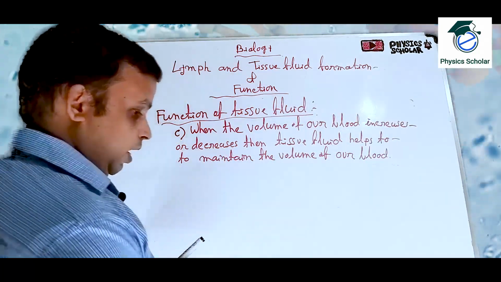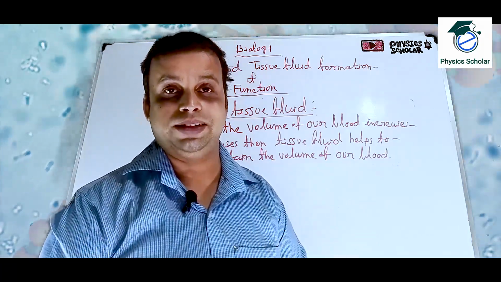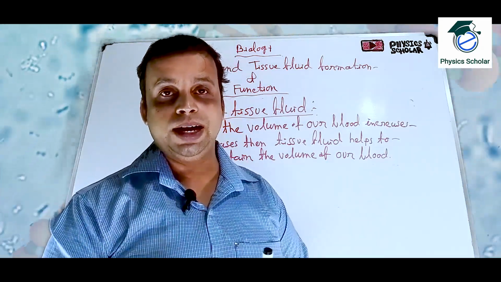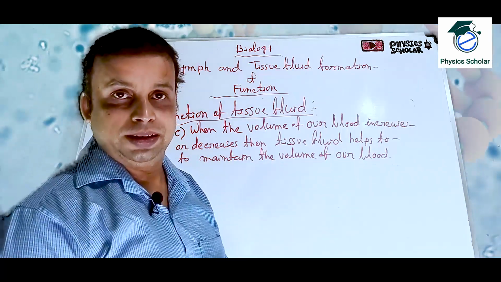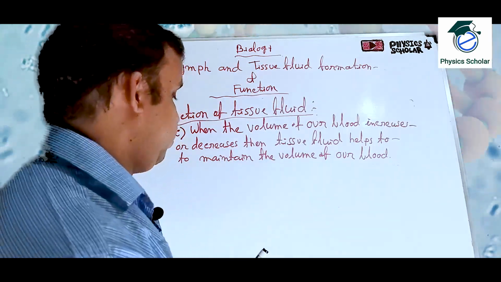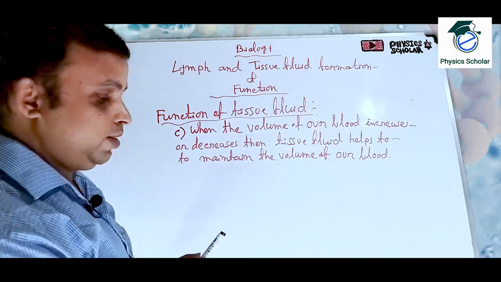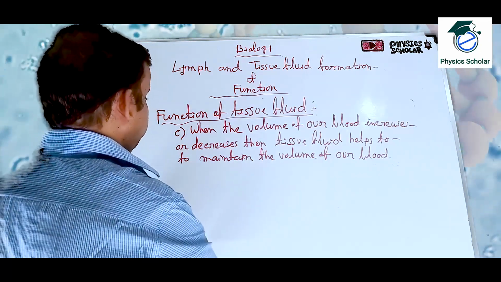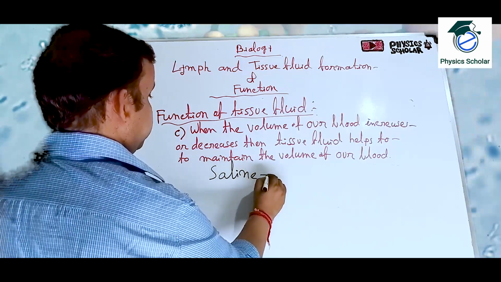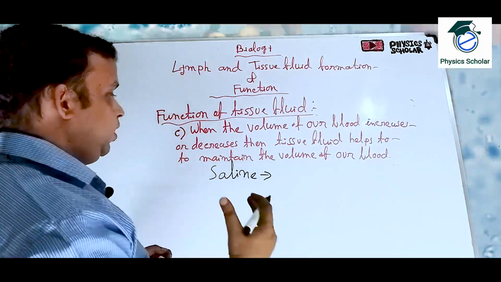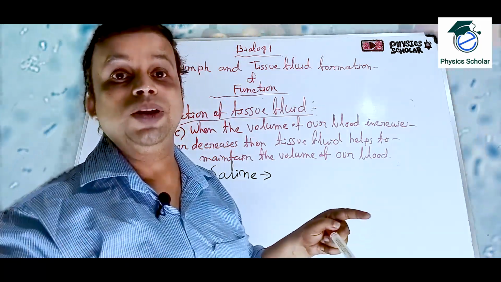What is happening? The volume of our blood can be increased or decreased. Clear? So when saline is given, what will happen? The amount of water in the blood will increase. So if a patient is given saline, then the amount of water in the blood will increase. That means the volume will increase.